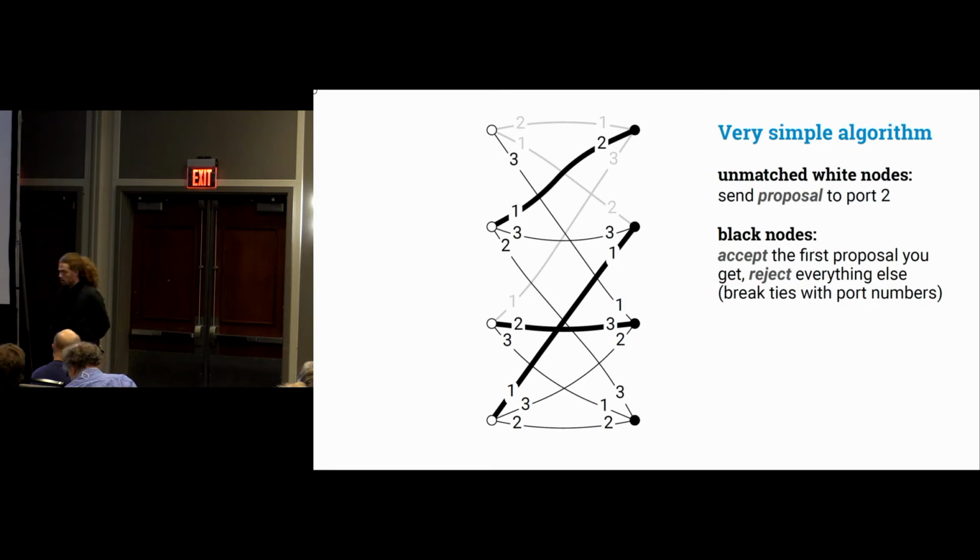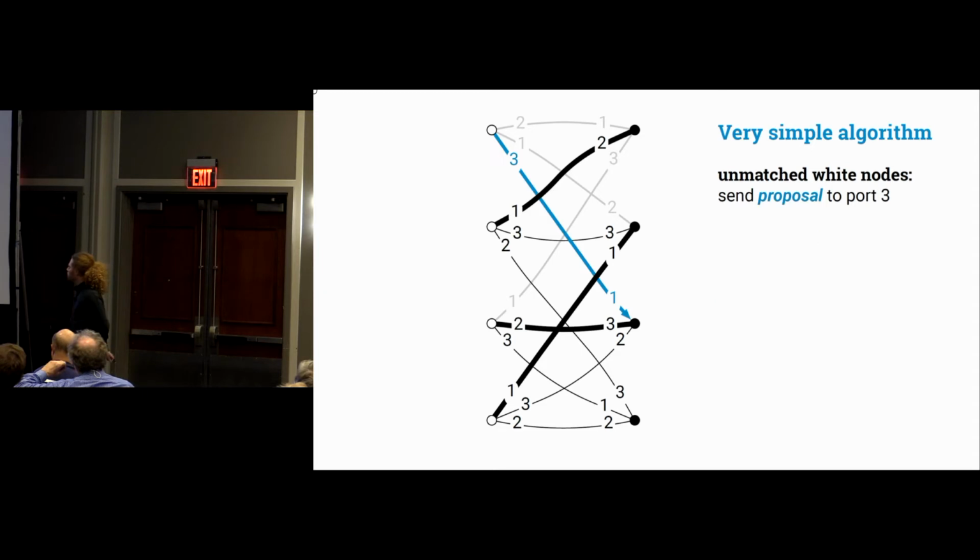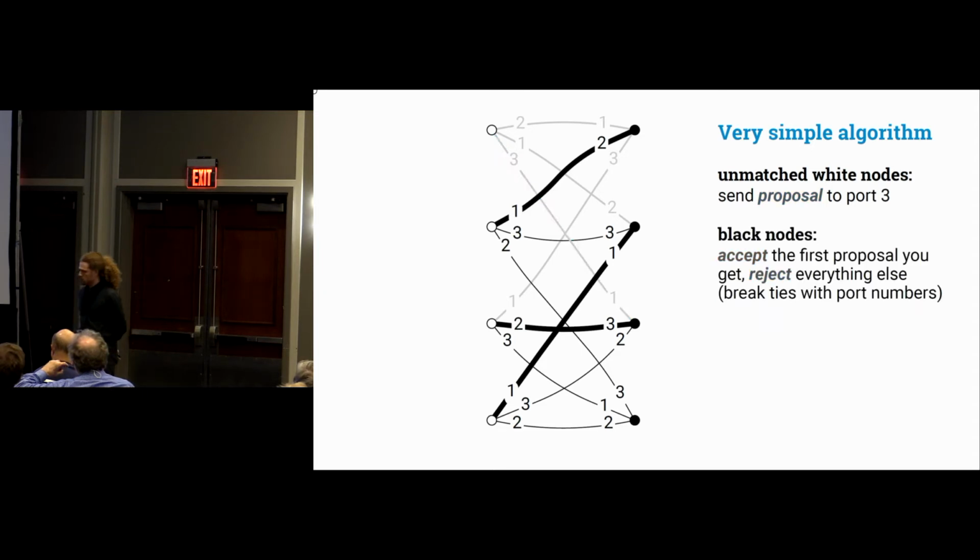And then in the next round, every white node that is not matched, so only the white node on top there, sends another proposal over the third port. And in this case, since the black node is already matched, it will reject this proposal and this edge will not be added to the matching. Okay, and it's very straightforward to check that this process actually results in a maximal matching.